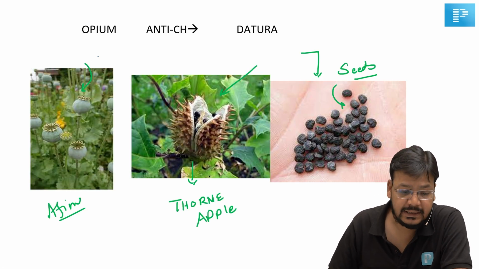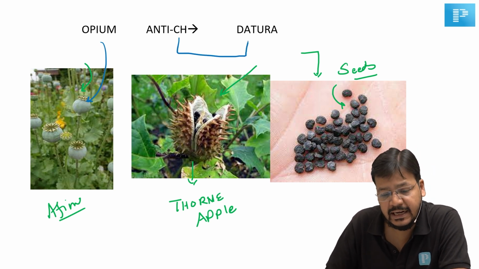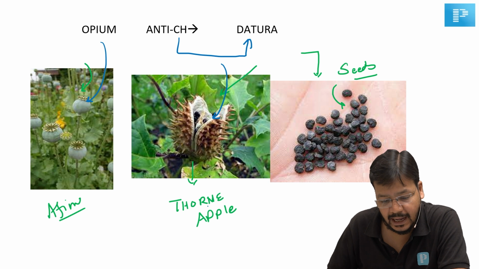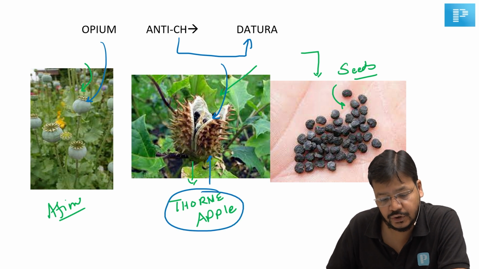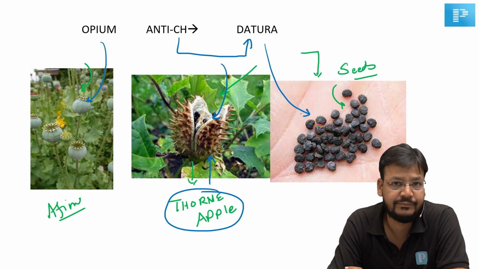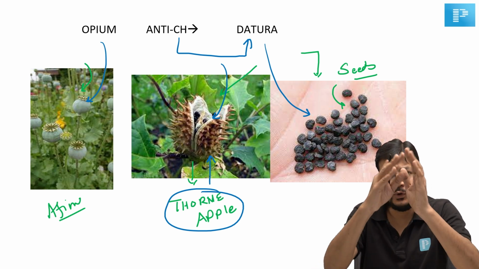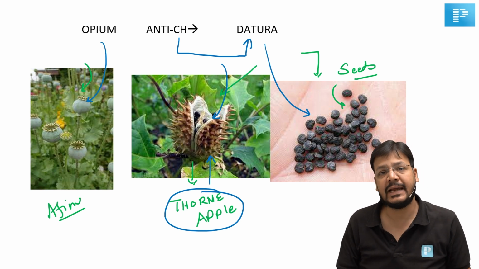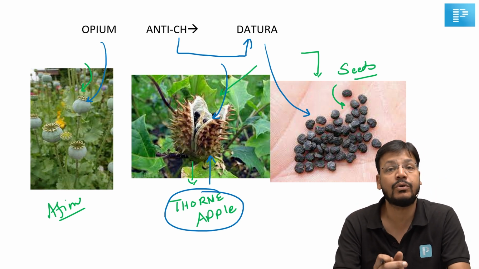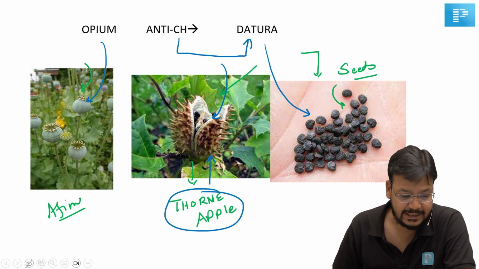Now sir, this is afim or opium. This is an anticholinergic plant, dhatura, and it is also known as thorn apple. And these are the seeds of dhatura. First is the picture of opium, afim. The fruit, you can say the unripe fruit. The second is the kantedar seed, that's thorn apple, dhatura, and the seeds of dhatura are seen.